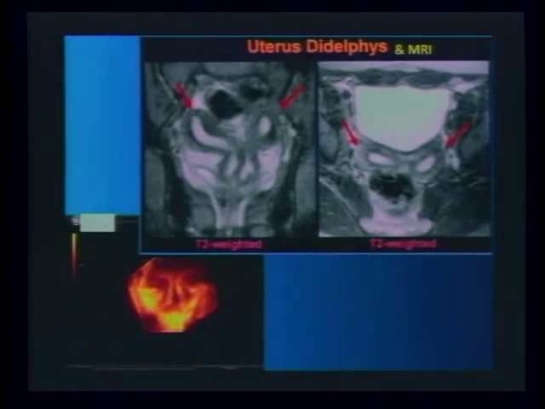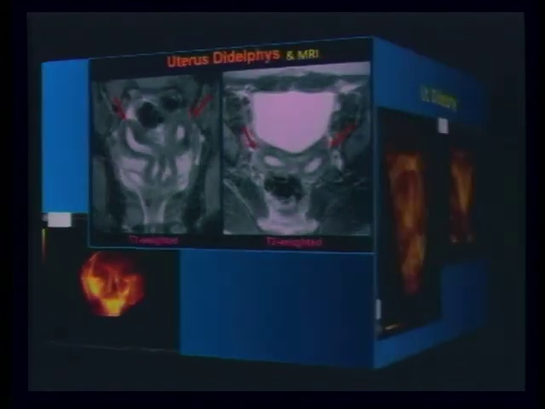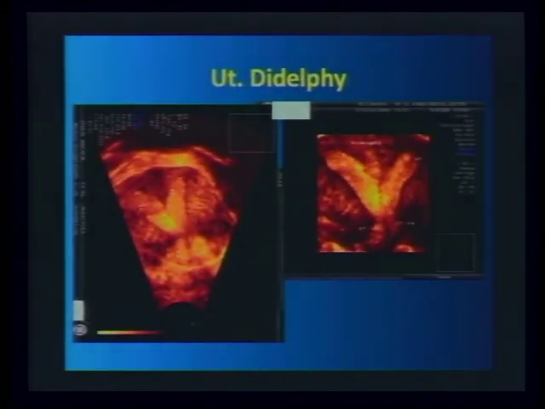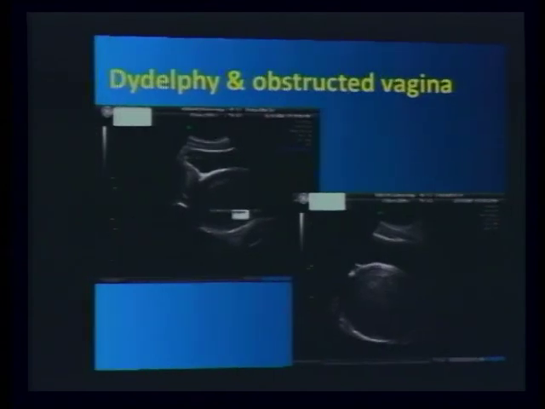Again, this is the MRI image of the didelphys uterus, and this is the three-dimensional ultrasound. You don't need MRI to demonstrate such a didelphys uterus. Another case of two separated uteri, two separated cervixes and uterine cavities.